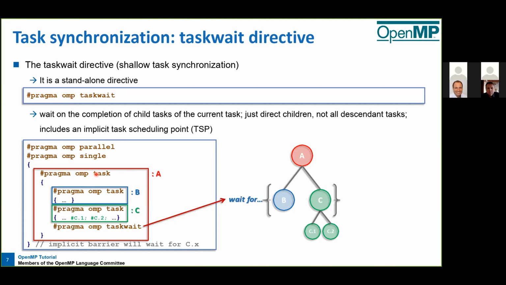Otherwise, in this recursive example from the Sudoku code, but also many other codes, we would run into a deadlock, because then the runtime would wait for too many tasks.